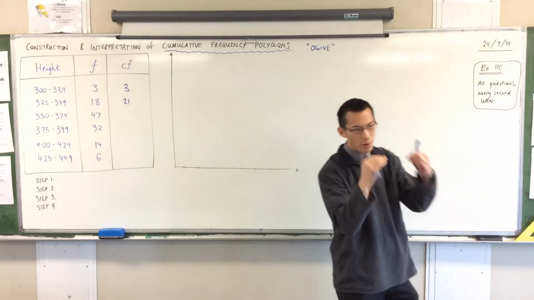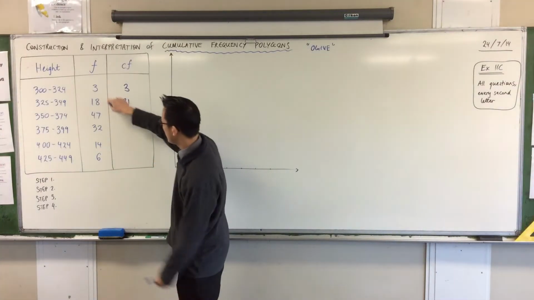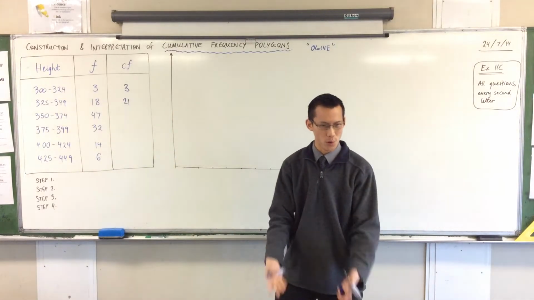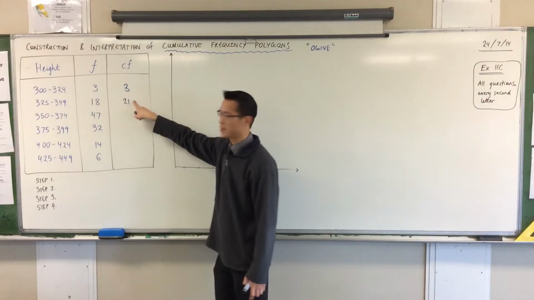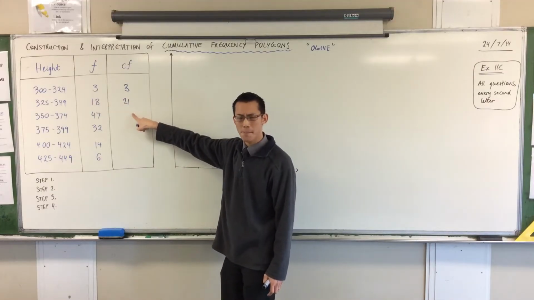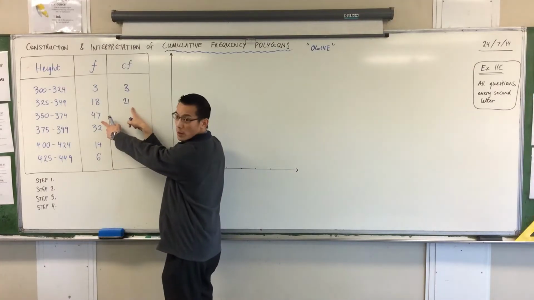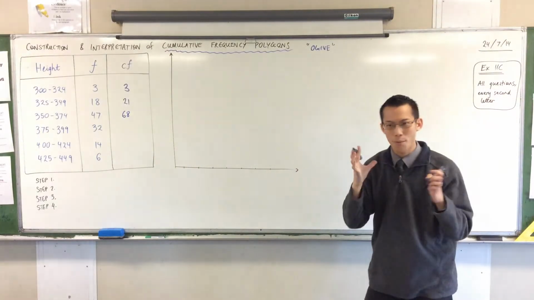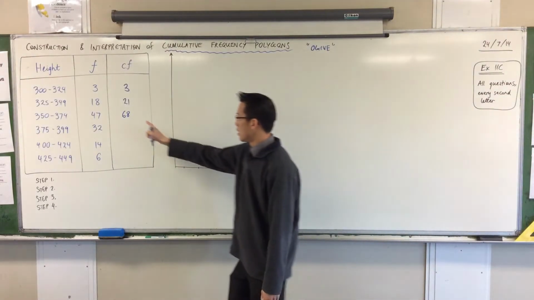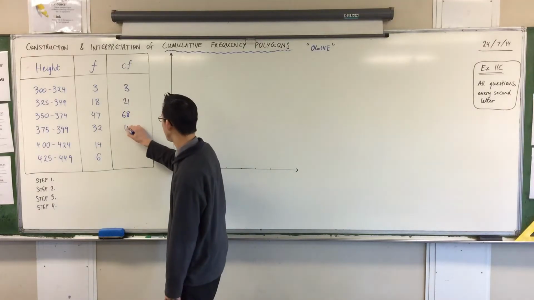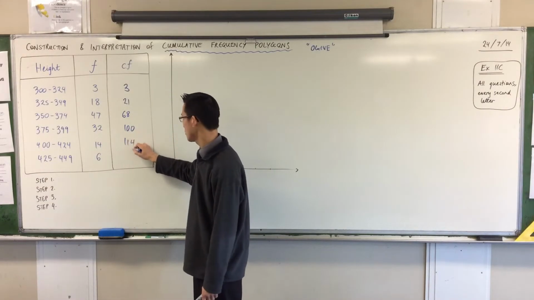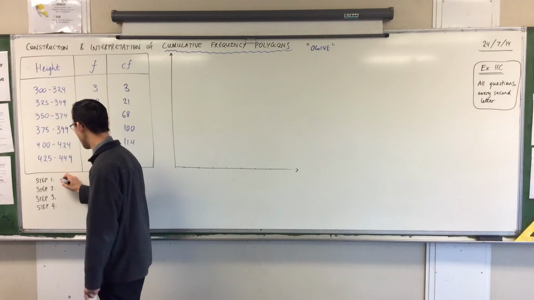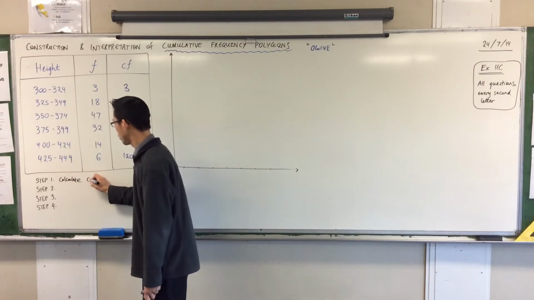Now, as we go down, you could keep on adding up, like 3 and 18, and then 3 and 18 and 47, and so on. But you don't need to do all of those numbers all over again, because all of these will be in this number. So how do we get to this one? What do we add up? Yeah, good. You can see it there. 21, 47, and they fall down to here, so you get 68. You're jogging your memory, I hope. Let's just finish off the table quickly. 68 plus 32, 100, 114, 120. Nice round number. So that was step 1. Step 1 is calculate the cumulative frequencies.